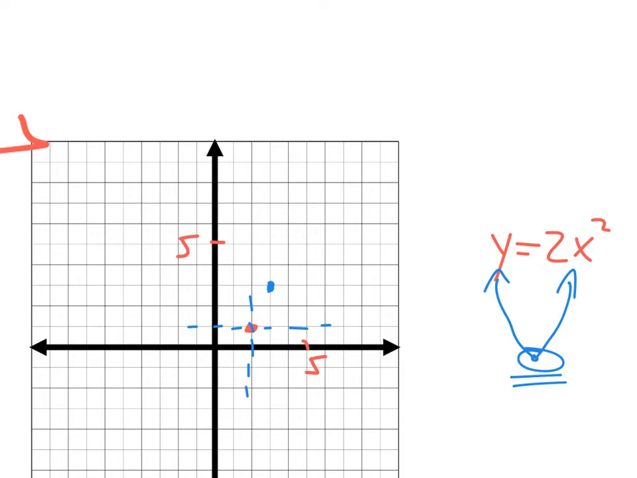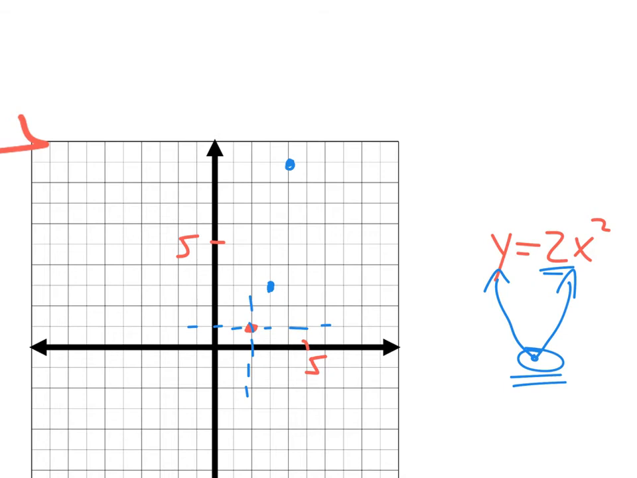So we have over 1. Instead of going up 1, we go up 2 because it's twice as fast. Normally, if we go over 2, 2 squared is 4. But we're going to double that. We're going to go up twice as fast. So 2 times 4 is 8. So from the height of the vertex, we're going to go up 8. 1, 2, 3, 4, 5, 6, 7, 8. Right up there. All right? So there is our vertex right there. Not our vertex, I'm sorry. That is our next point.